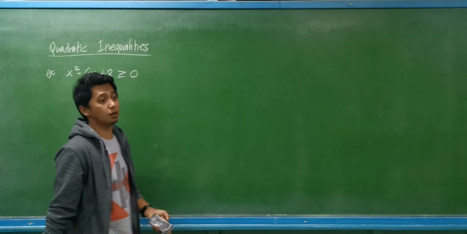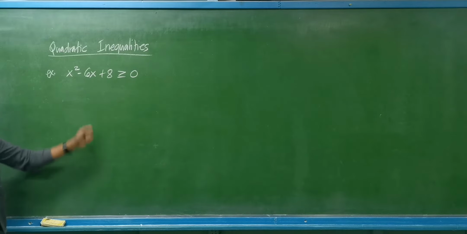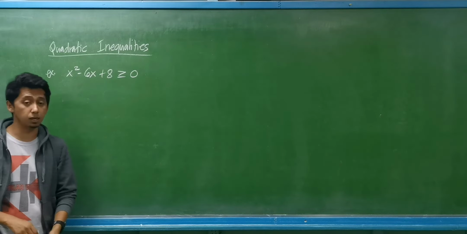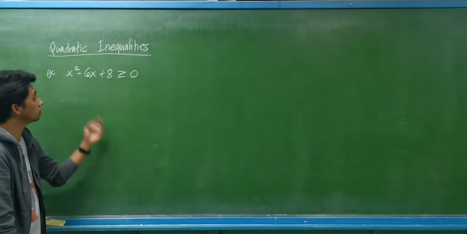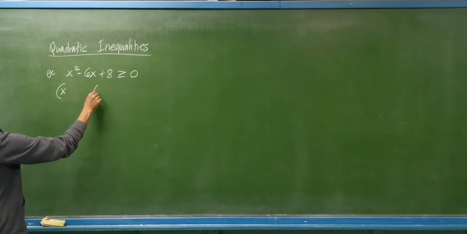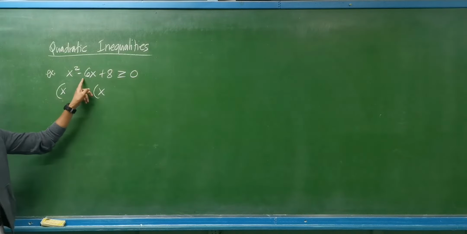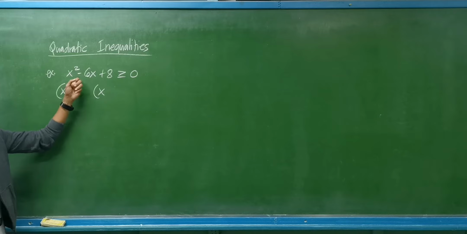So our next example: how to deal with quadratic inequalities. For example, we have this inequality, x squared minus 6x plus 8 is greater than or equal to 0. First, we are to factor. Let's say this is x. What are the factors of 8 that will give us a sum of negative 6?